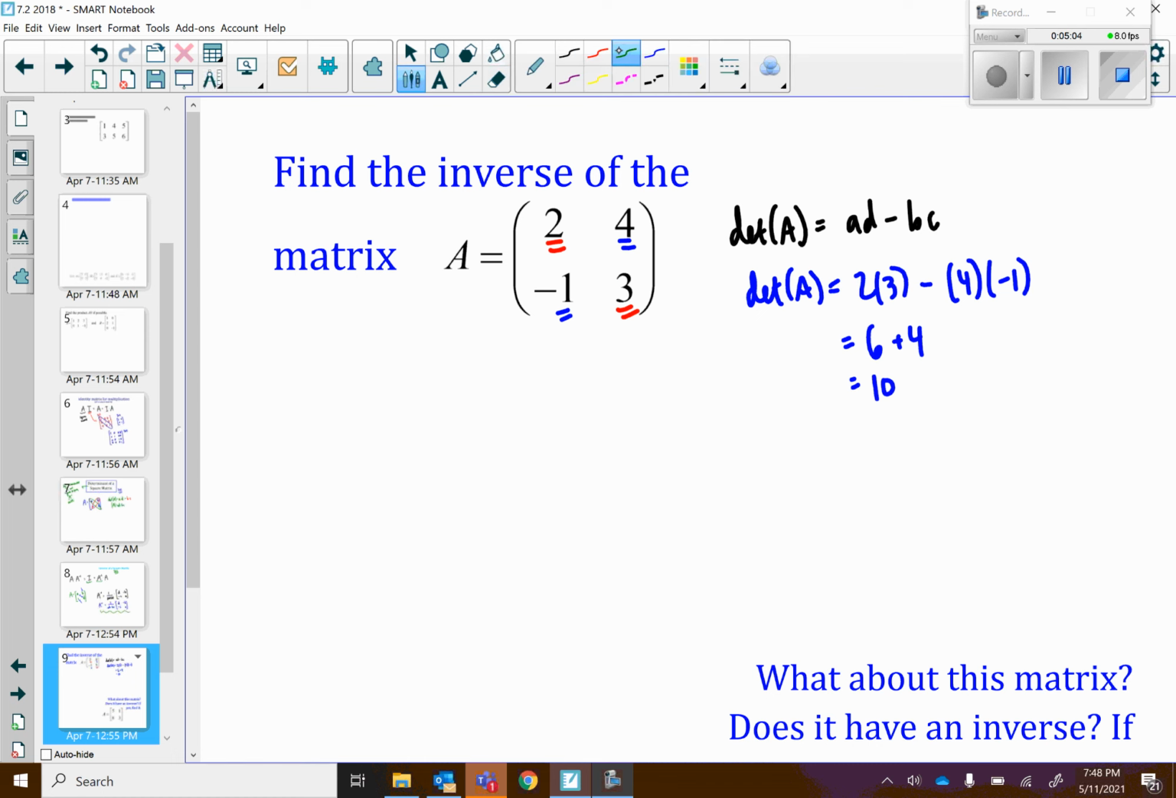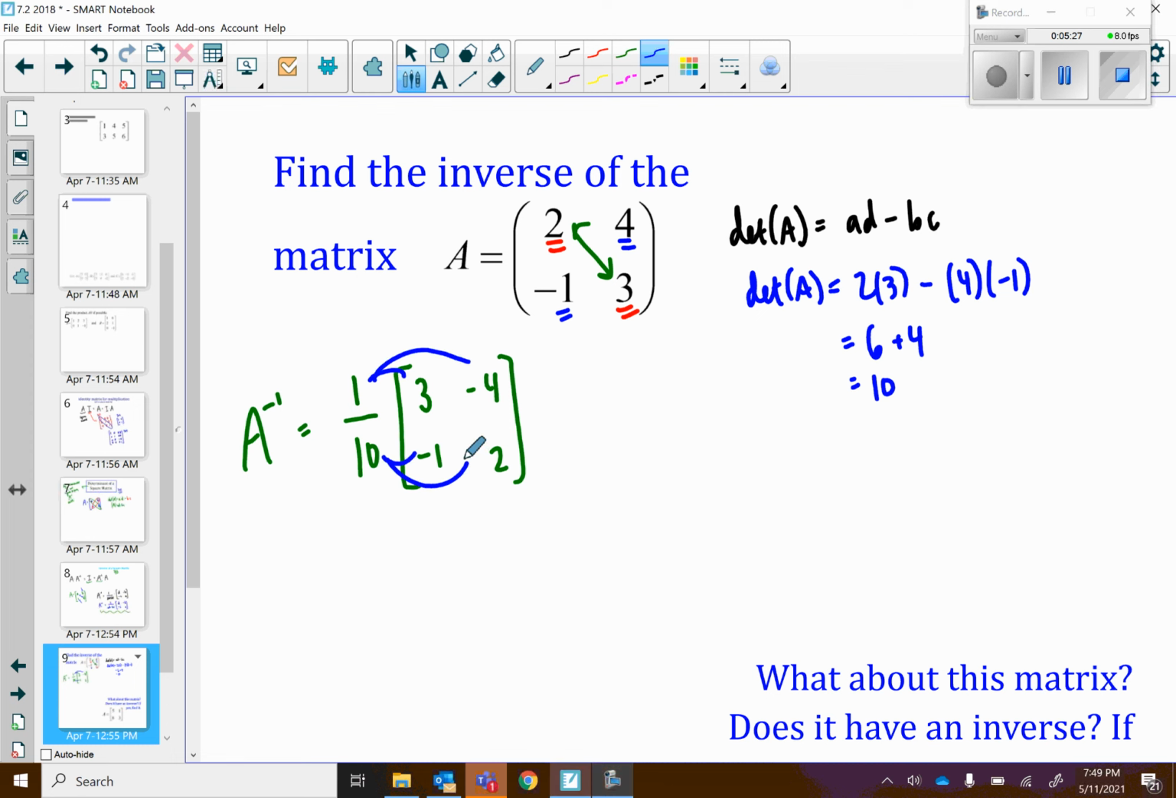How do we find A inverse? We take 1 over that determinant and multiply it by the following matrix. Remember, we switch these pieces, so 3 and 2, and we make the other ones negative: -4 and -1. But we're not done. We distribute that 1/10 into every piece. This is our scalar multiplication. So A inverse at the end of the day is 3/10, -4/10, which is really -2/5, -1/10, and 2/10, which is really 1/5.